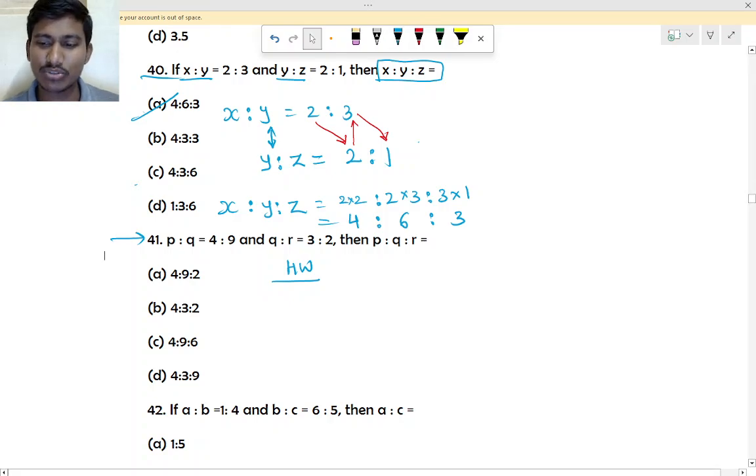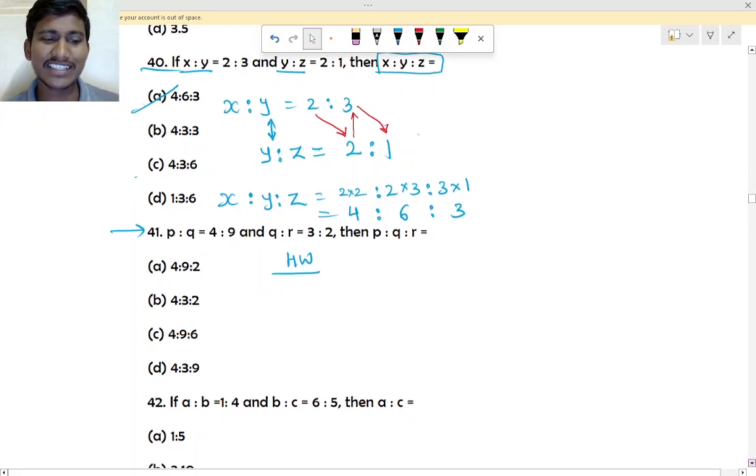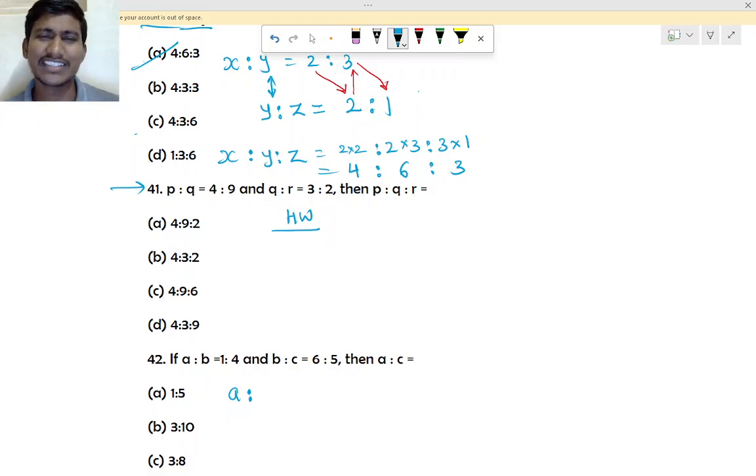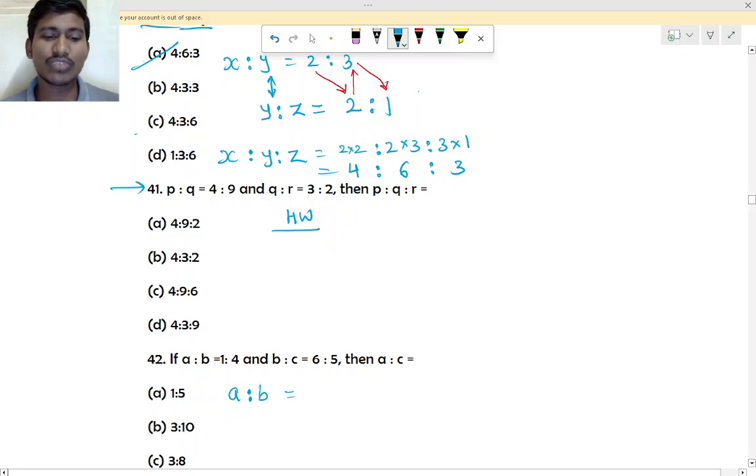So next, which question now? 42. What are they asking in 42? They are asking A and C only. So you write it, right? You can multiply only the two, and you will get the answer. So A is to B is how much? 1 is to 4, and B is to C is how much? 6 is to 5.